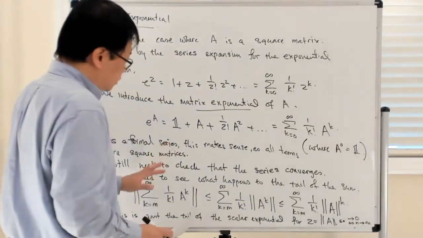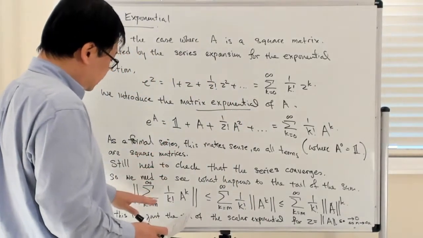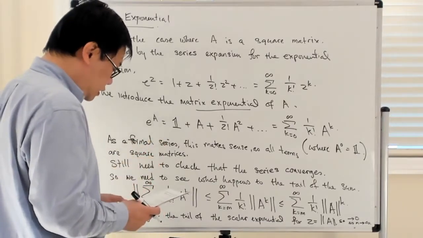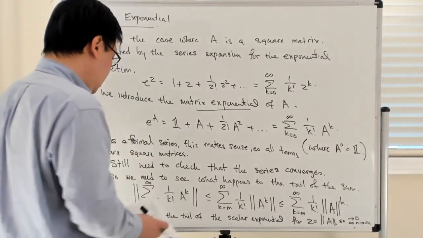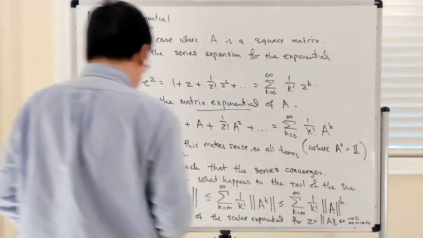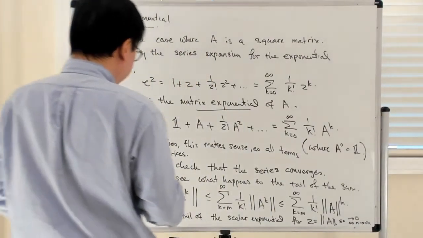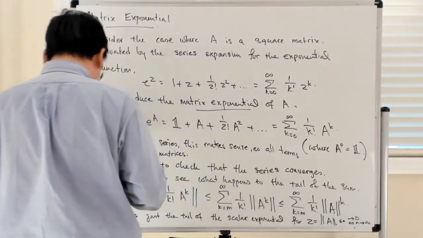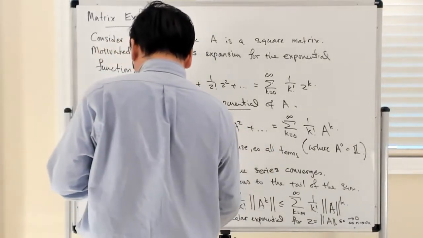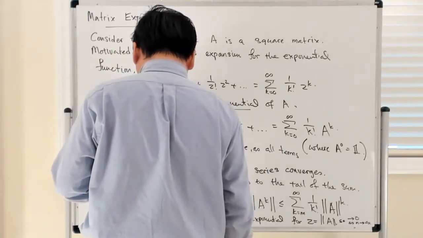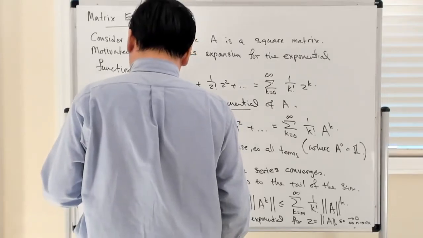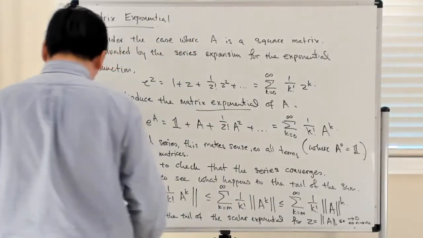So you need to know that this space of n by n matrices is complete with respect to the given norm. But if you have that completeness result, then what will happen is that this matrix exponential is well defined. Okay, so that's the first part. So let's see what happens now.